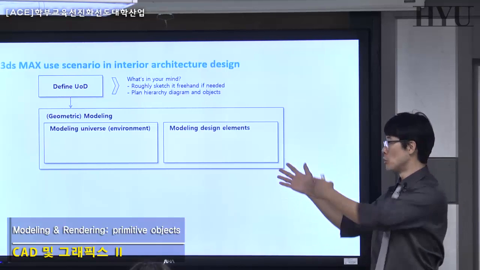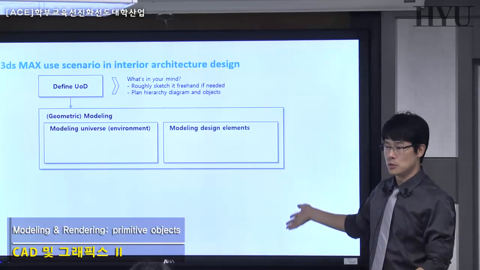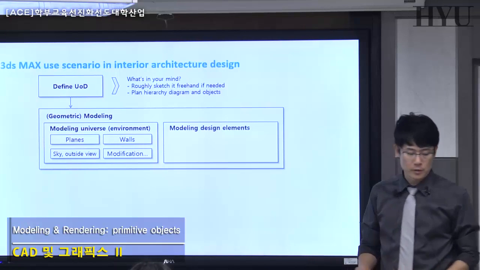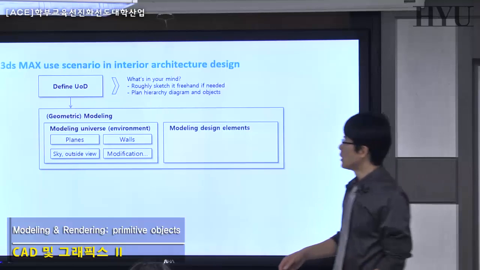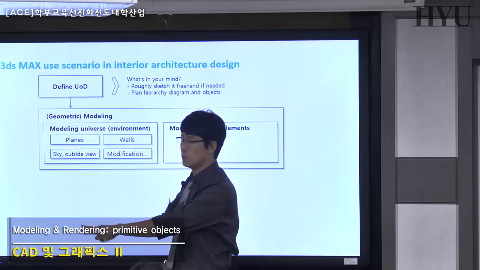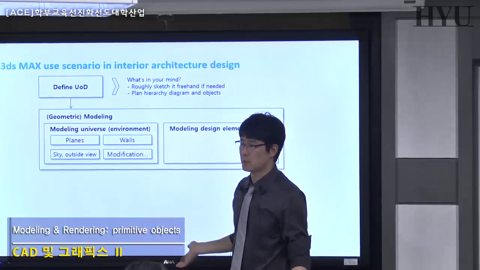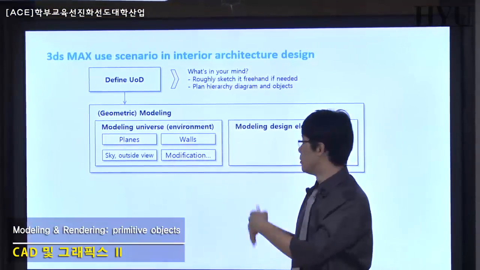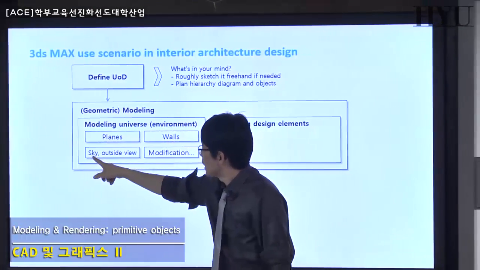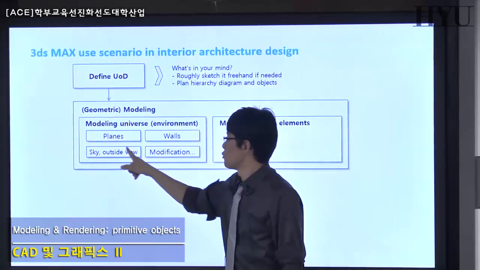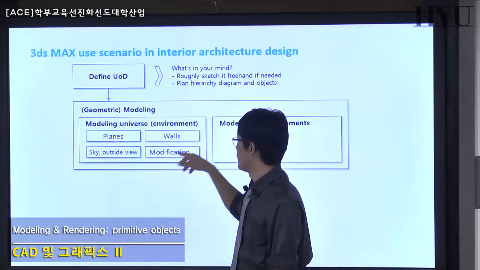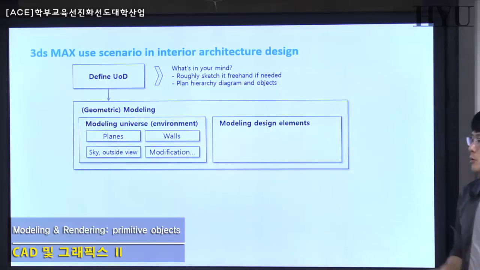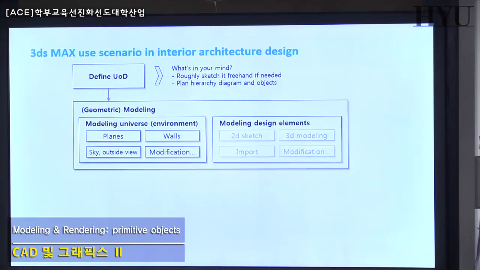If your target is a wall surface, you're supposed to model walls, okay? Your design elements. What is in the environment? Planes for your floor. Sometimes a plane is enough. Walls, ceiling, bottom slab, columns, a number of architectural elements. Sky, outside view. That's why we installed Mantalay sun and sky. Also, a number of iterative modifications in your environment modeling.